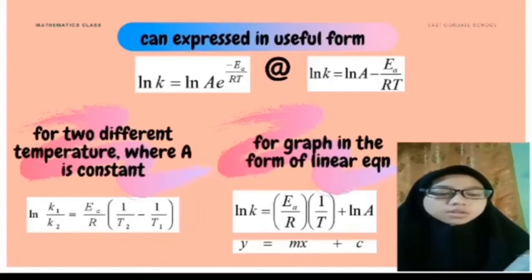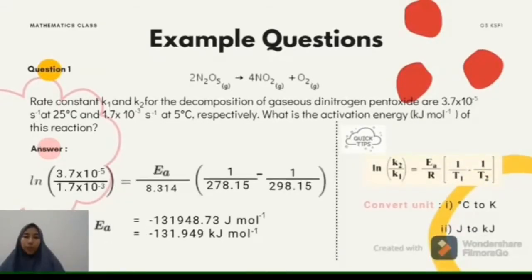This equation also takes the form of a linear equation. This equation is always used for graphs. And the equation is ln k equals negative activation energy over R times 1 over T, plus ln A. And this is the form of the general linear equation, which is y equals mx plus c. So we move to the example questions of the Arrhenius equation.